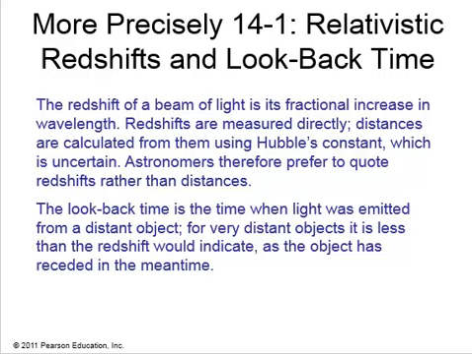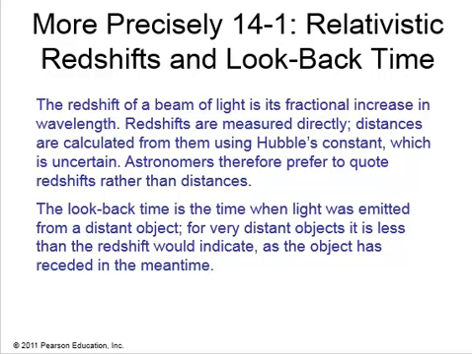So when we look at objects that are very far away and we say something to the effect that it is 14 billion or 12 billion light years away, what you are really saying is that you're looking into the past. You're looking today at how that object looked 12 billion years ago. And so this is what they call the look-back time. It is the time when the light was emitted from a distant object, and for very distant objects, the distance to the object is less than the redshift would indicate.